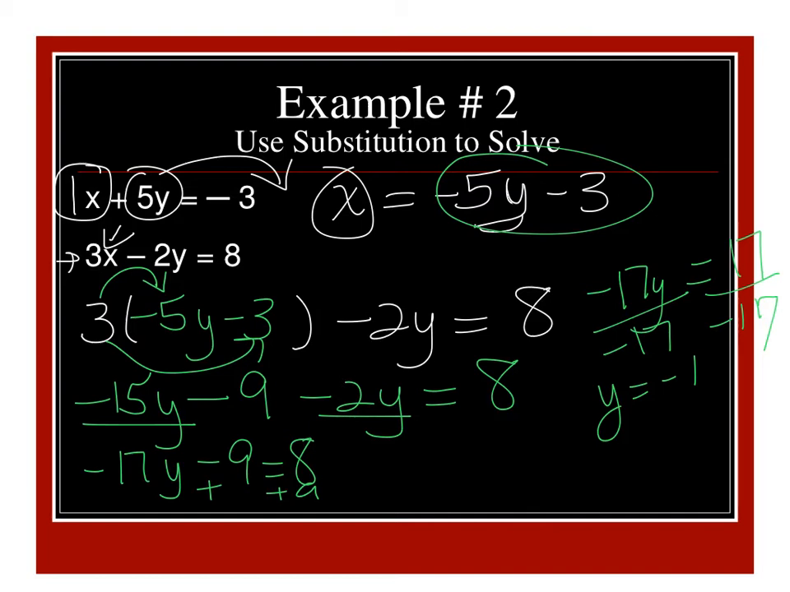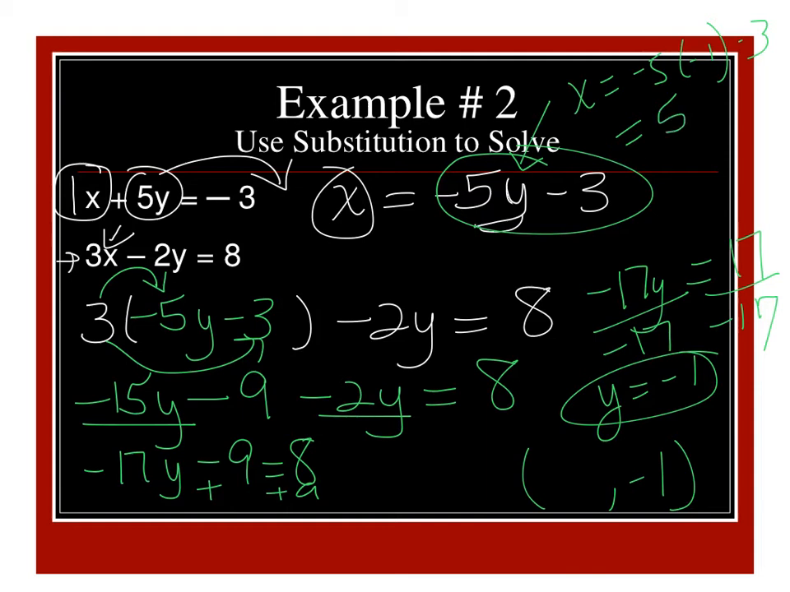And now I can take this value for y, negative 1, from my ordered pair, and I can plug it in for y here. So my x is equal to negative 5 times negative 1 minus 3. So it's equal to 5 minus 3, so my x is 2. So that's my ordered pair, and my solution, where my x is 2 and my y is negative 1.